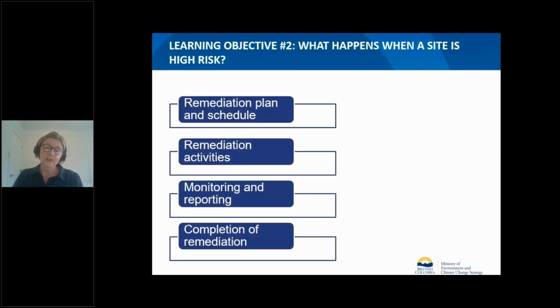On to our second learning objective, where we'll cover what happens when a site is classified as high risk. It is a staged process. At the beginning, a remediation plan and schedule are provided to the ministry for review and approval. Then remediation activities occur at the site in accordance with the approved plan and schedule, with regular monitoring and reporting to the ministry on remediation progress and site conditions. And the final step is completion of remediation. Next slide, please.